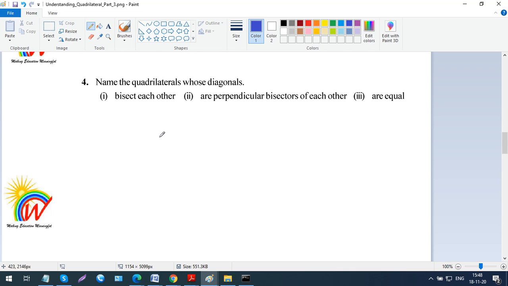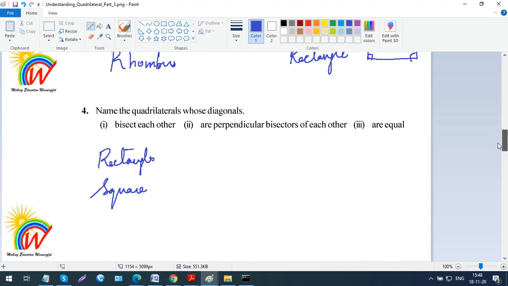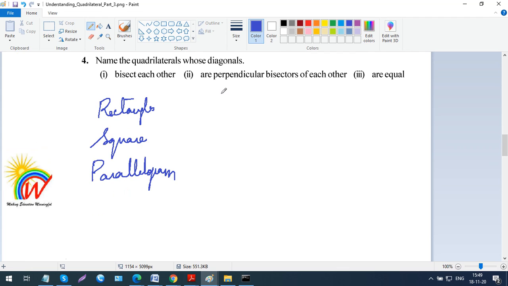So whose diagonals bisect each other? One is the rectangle, it bisects, right? Squares bisect, right? And rhombus also, and the other one is a parallelogram, right? See, rhombus, okay, and parallelogram. Okay, now the diagonals are perpendicular bisectors of each other. They are perpendicular also and bisectors also. So that could be a square again. Here I forgot to write rhombus, and rhombus.